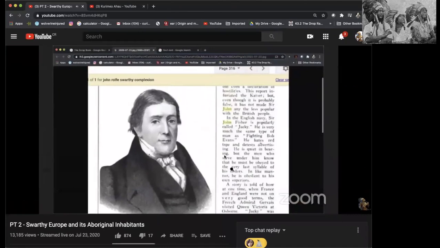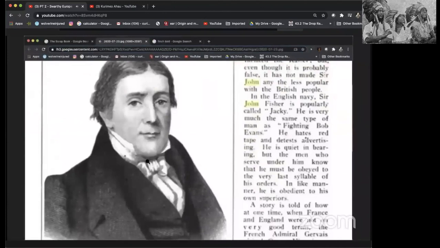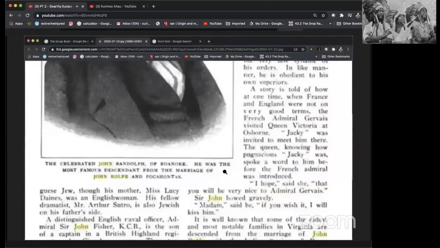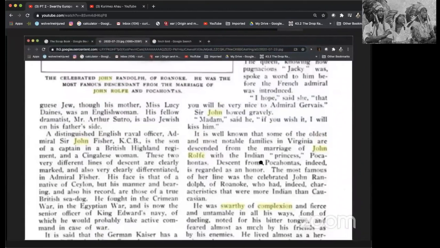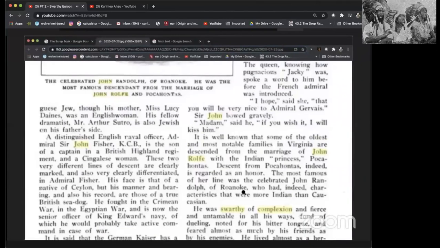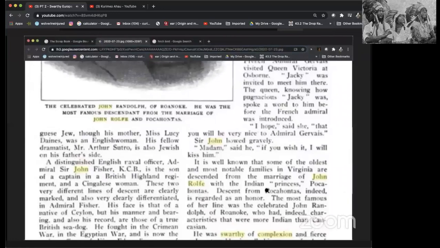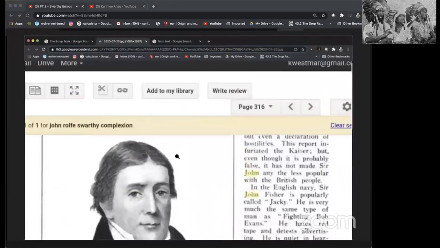Now, look at this guy right here. Right? This is what they're saying, John. Remember, Pocahontas, right? Remember earlier what they were saying? As dark and swarthy as an Indian. Right? So, okay, where's his mixture, if any? It says, it is well known that some of the oldest and most notable families in Virginia are descended from the marriage of John Rolfe with the Indian princess, Pocahontas. Descent from Pocahontas, indeed, is regarded as an honor. The most famous of her line was the celebrated John Randolph of Roanoke, who had indeed characteristics that were more Indian than Caucasian. He was more Indian than Caucasian. Look at him right here. Really? So who's this guy you're showing here if he's more Indian than Caucasian?